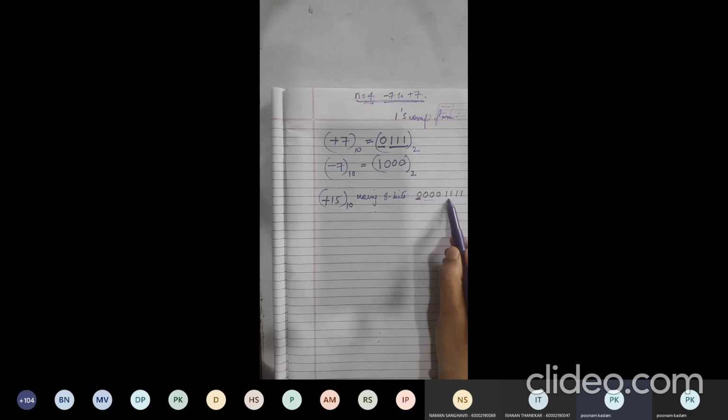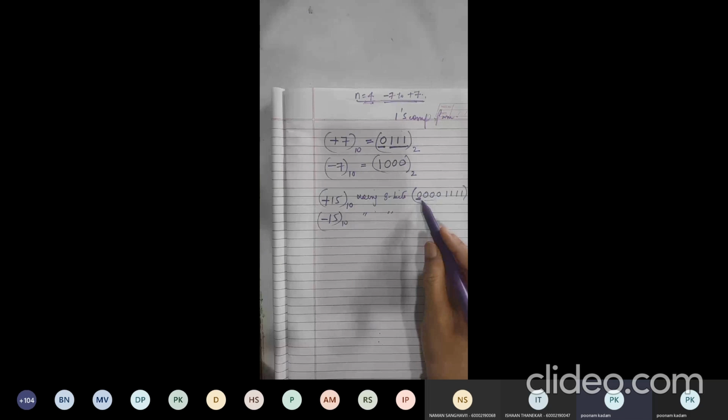And minus 15 in ones complement representation using 8 bits will be, you take ones complement of plus 15. So it will be 1, 1, 1, 1, 0, 0, 0, 0.